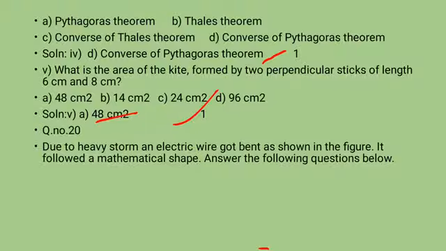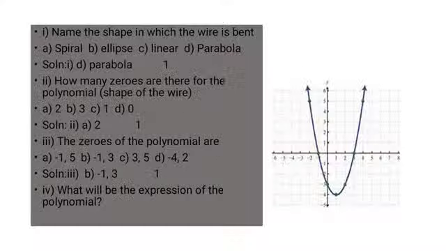Next question, question number 20. Due to heavy storm an electric wire got bent as shown in the figure. It followed a mathematical shape. Answer the following questions below. This question is raised from chapter 2 polynomials.